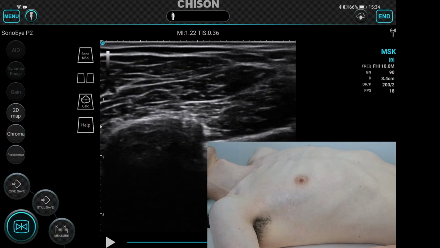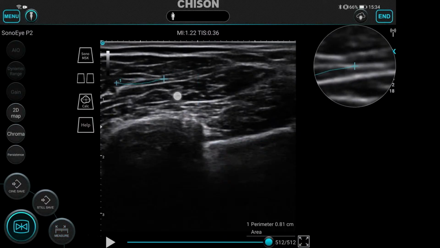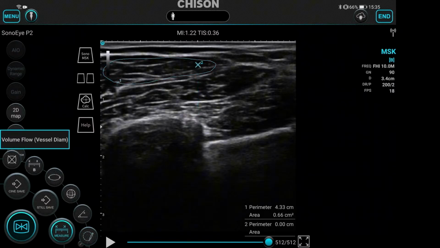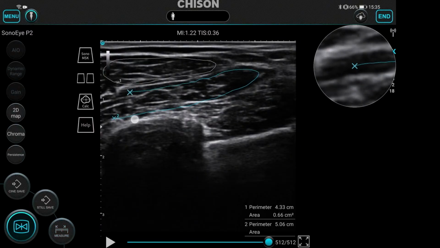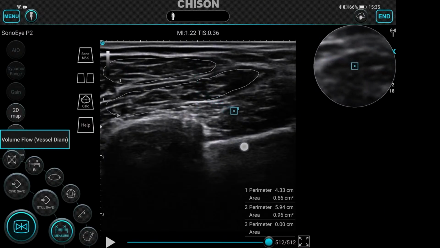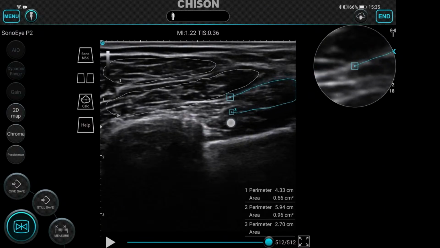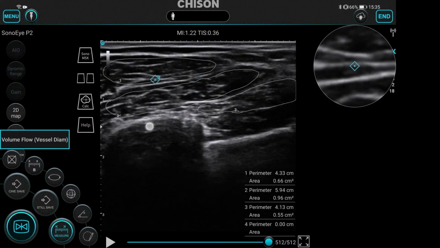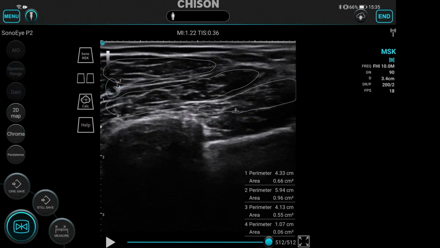Okay, so now this is a very good plane. Over here we have PEC major. Over here we have PEC minor, and here we have serratus anterior, which is coming in between. Here we have the thoracoacromial artery, which will be pulsating.